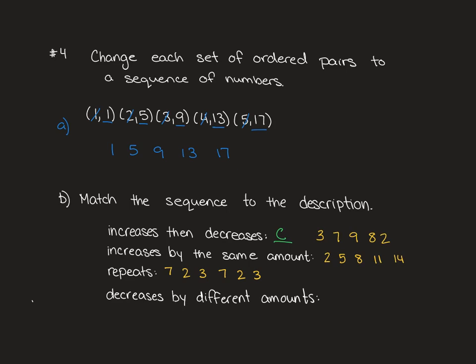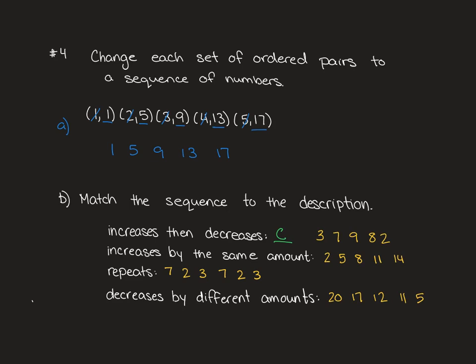And then decreasing by different amounts. So if I started with something bigger probably, and I went down by 3, but then I went down by 5, and then I went down by 1, and then I went down by 6. So it's decreasing by different amounts each time.